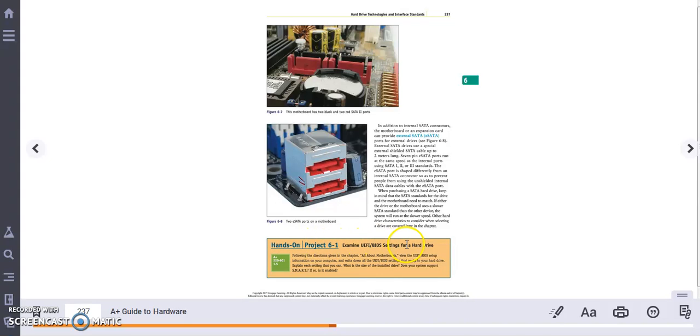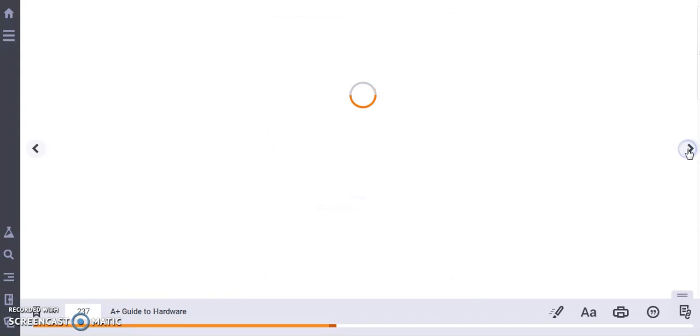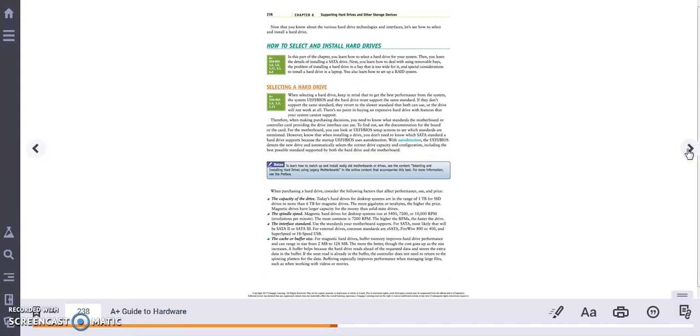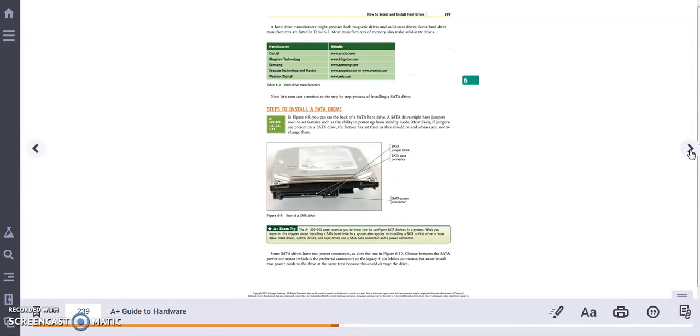Hands-on Project 6-1, examine UEFI BIOS settings for a hard drive. If you don't know how to do this, please email me and I will try to help you the best I can. This part of the chapter talks about how to select and install a hard drive. And again, more steps to install a SATA drive.